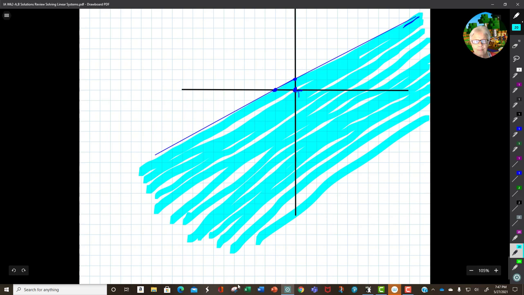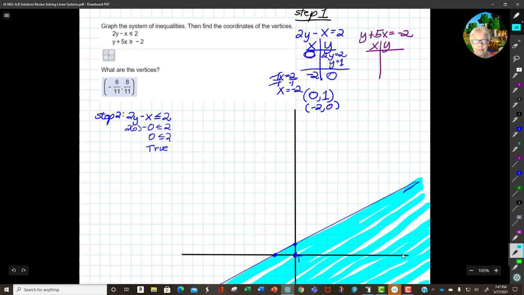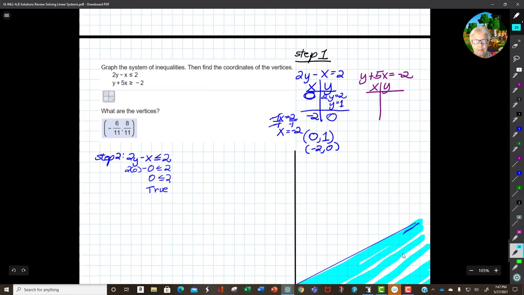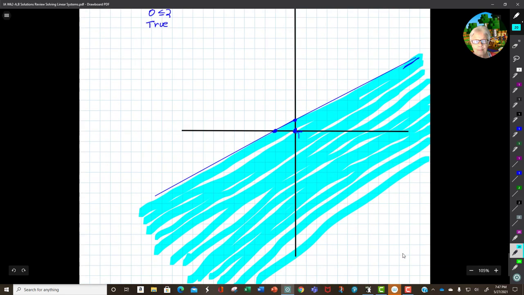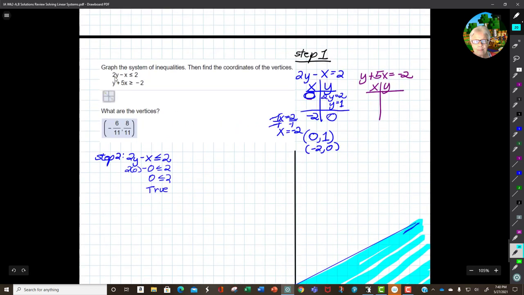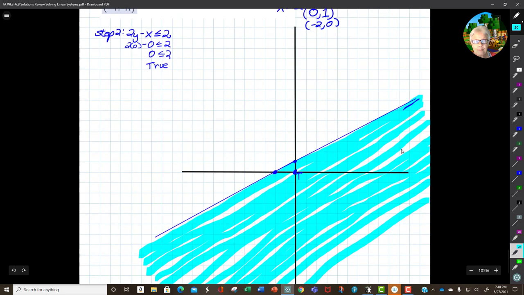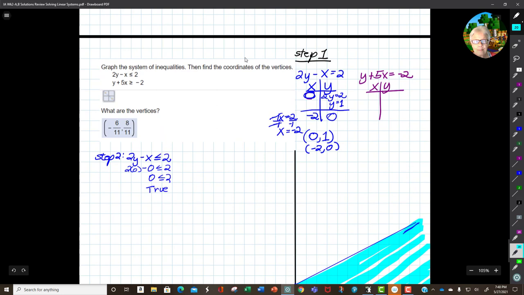Okay, now we're done with that linear inequality. This right here is the graph of 2y minus x is less than or equal to 2. Now right on top of it, I'm going to solve y plus 5x is greater than or equal to negative 2, by first finding 2 points.